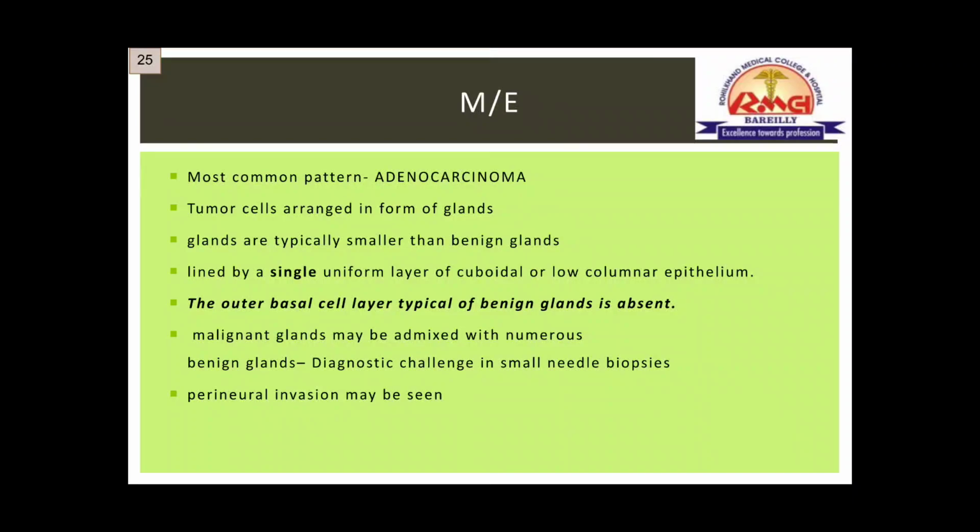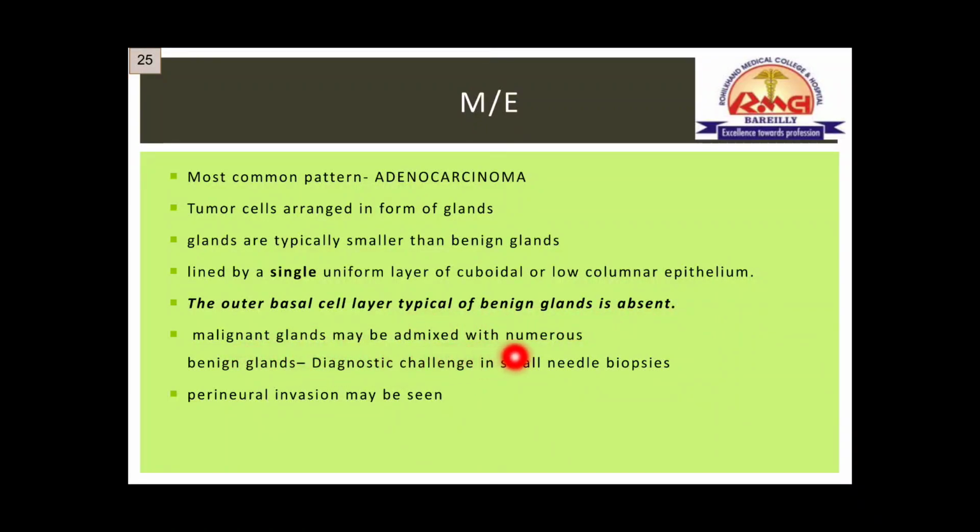Now microscopically, the most important pattern is that it is an adenocarcinoma. Tumor cells will be arranged in the form of glands, and these glands are typically smaller than the benign glands. The benign glands are generally large, cystically dilated with secretions inside, while these glands are smaller. A very important point is that they are lined by a single uniform layer of cuboidal to low columnar epithelium. The outer basal layer is absent, and this is the most important point to identify a prostatic adenocarcinoma.